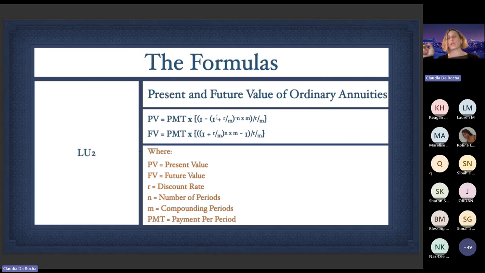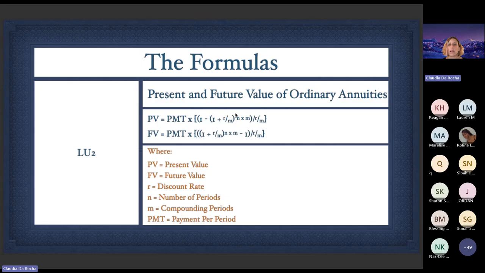Because then we have perpetuities, okay? But for annuities, you pay the same amount for a set period. An ordinary annuity means you pay it at the end of the period. So if I pay an amount monthly, I'm paying it at the end of the month. That's an ordinary annuity, okay?